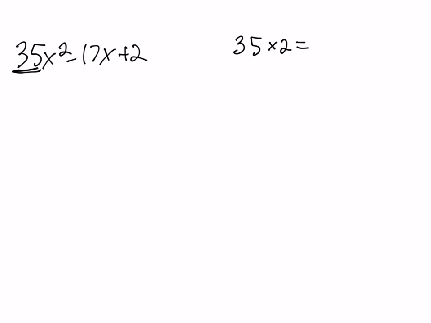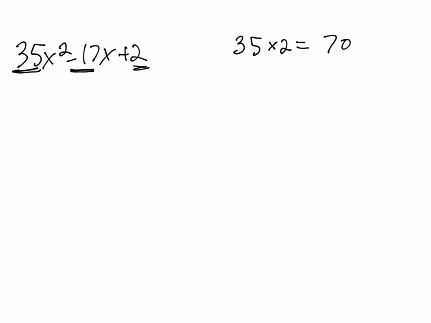Let's look at one more here. Let's do 35x squared minus 17x plus 2. Now here, again, this is a trinomial, 3 terms, tri, and the leading term is not 1. Okay, the leading term is 35. So what we do is multiply the leading term times 2, which is the c term, and we get 70.